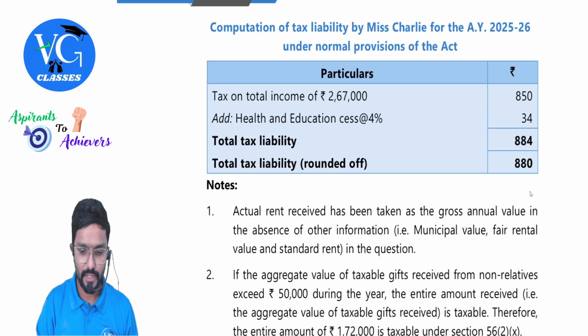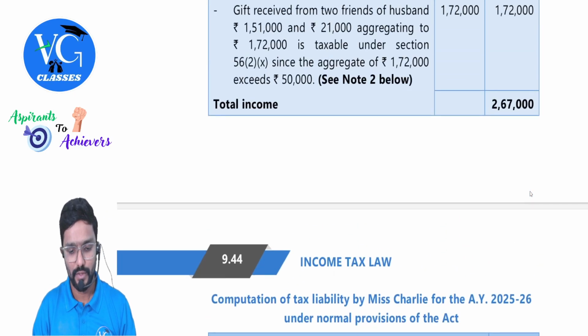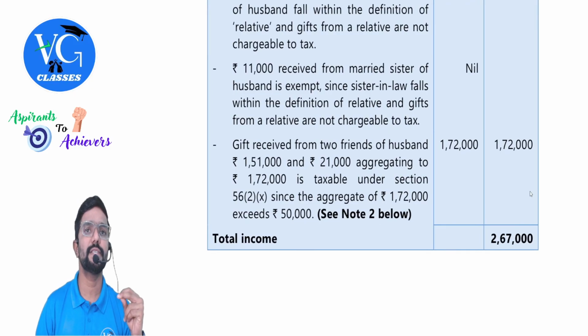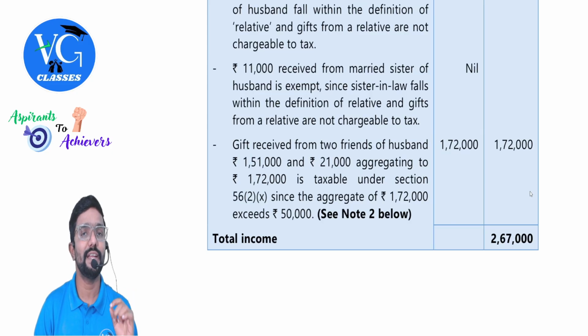Tax liability also they have asked. Okay. Tax liability, tax on total income. Optional scheme now. So what is the basic exemption limit? What is the basic exemption limit? 2 lakh 50 or 3 lakh?